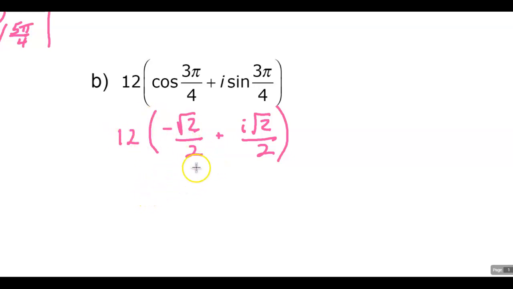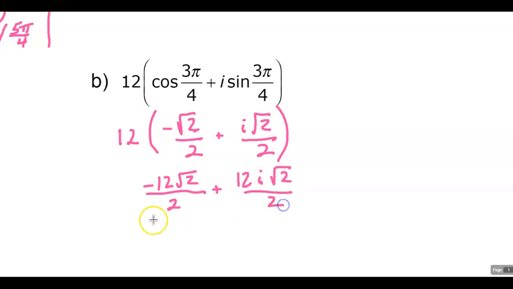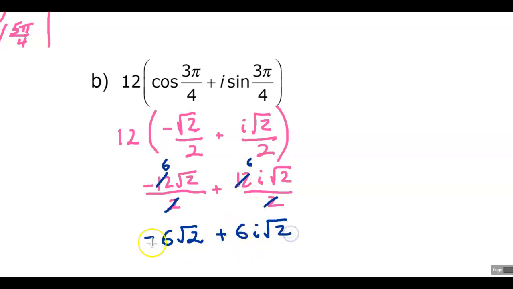So I'll write it all the way out. We have negative 12 times root 2 divided by 2 plus 12i root 2 over 2. And on both of them, we'll have those canceling out and getting a 6. The final answer will be negative 6 root 2 for the real part, and 6i root 2 for the imaginary.